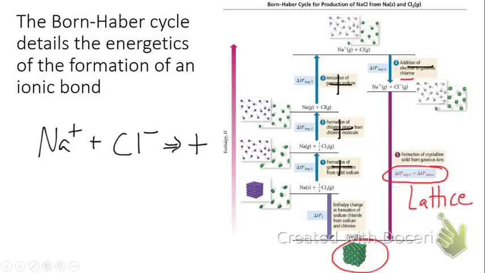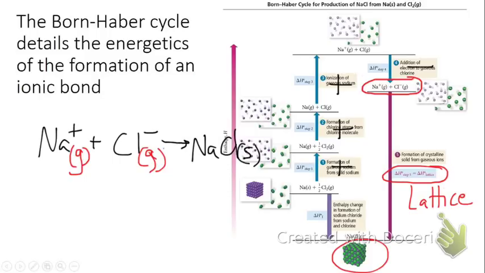But what you should be familiar with is this right here: the equation that describes lattice energy is the ions in the gaseous state going to their solid compound. The two ions have to be in their gaseous state, and this equation describes the lattice energy. You should be familiar with that. The actual math on how to calculate these things, not so much, but you do have to know the theory. So this is just with ionic compounds, a brief overview.